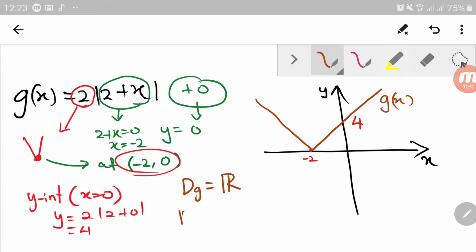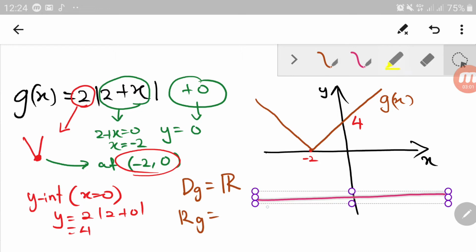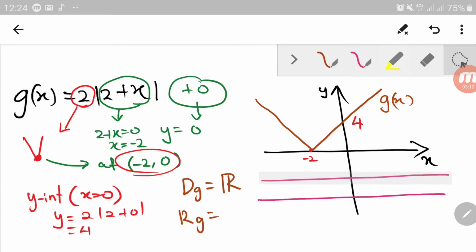And now what is the range? The range of g is all possible values of y. Just now we did a vertical line; this time we are doing a horizontal line. Actually this horizontal line is not compulsory, it's just my way of finding the range. Remember, range is all the possible values of y that touch the function.